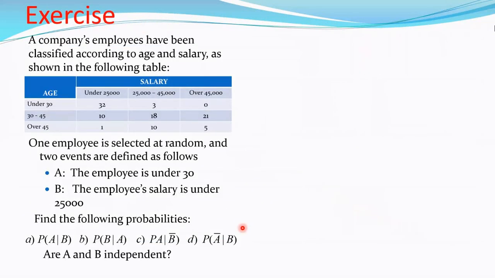So this is your third exercise. Based on the previous explanation, now you have to complete this question, right? This is the fourth exercise.